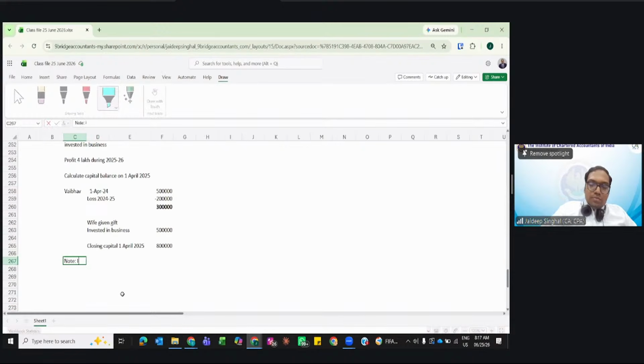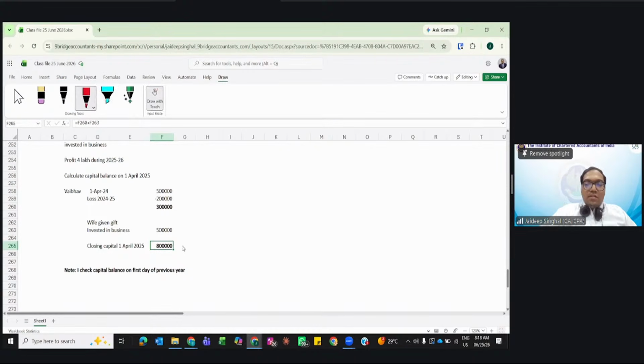No. I check capital balance on the first day of the previous year. Here the gift was given earlier, but I always check on the first day of the previous year. So it is 8 lakhs here. Now tell me, can I bifurcate this 8 lakhs between two types of funds? 3 lakh is my own capital, and 5 lakh is from the gift given by the wife.